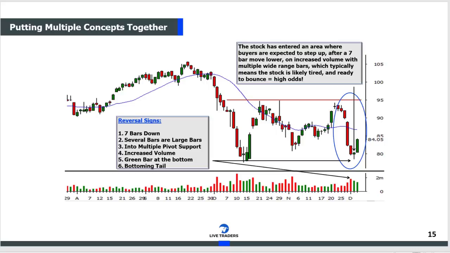So again, bars are only important in the context of the chart. Past price action helps predict future price movement. And we do this in a systematic way that chips away. The more things you have on your list, the more reliable the trade becomes. If you only had three of these six things, it's less reliable. But you have six things here.